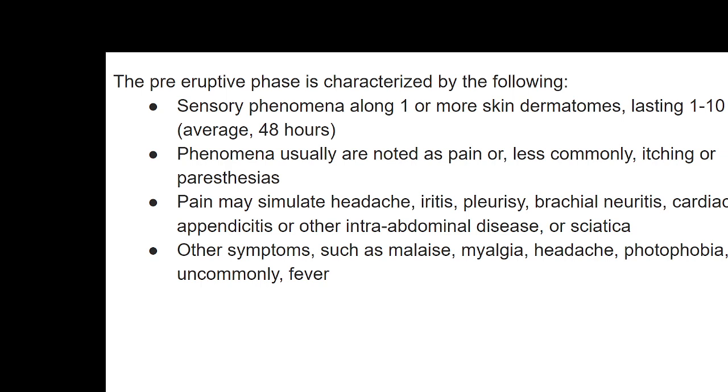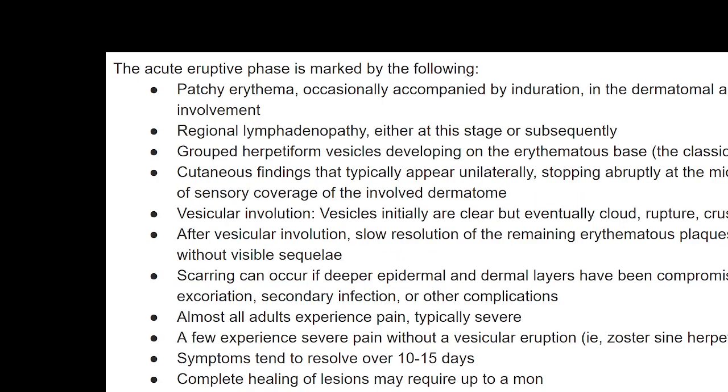It may be wrongly diagnosed as pleurisy if it is over the chest, or brachial neuritis if it is over the arm. Even at times it could be confused with cardiac pain or appendicitis or other intra-abdominal diseases or sciatica, depending upon the location. Other symptoms like malaise, myalgia, headache, photophobia, and uncommonly fever may be presented depending upon the location of the lesion.